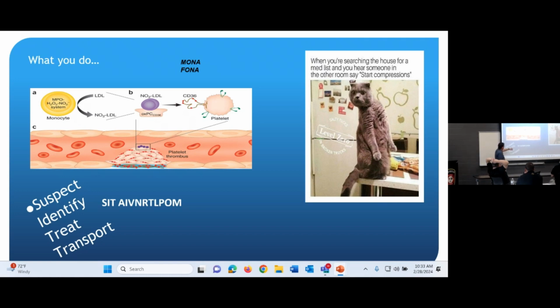And do y'all know what the AIV, NRT, LPOM stands for treatment purposes? Nobody knows that one? That's aspirin, right? First thing, most important drug, prevent the problem from getting worse. IV access, so if they go into cardiac arrest, we have access to give them things. Nitro, all right? What is RTLP?